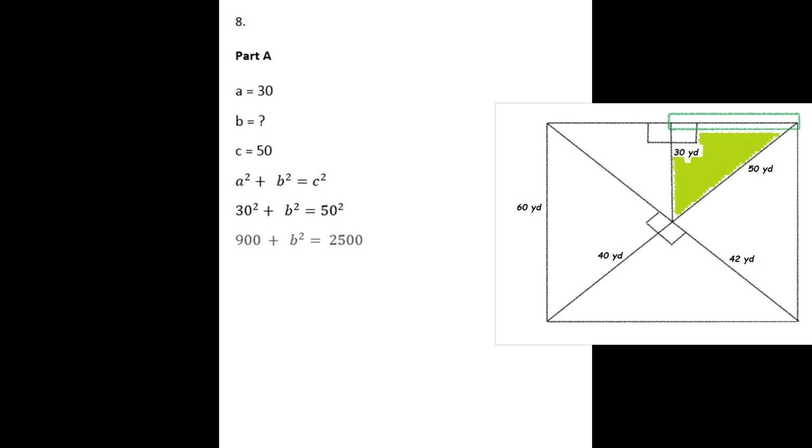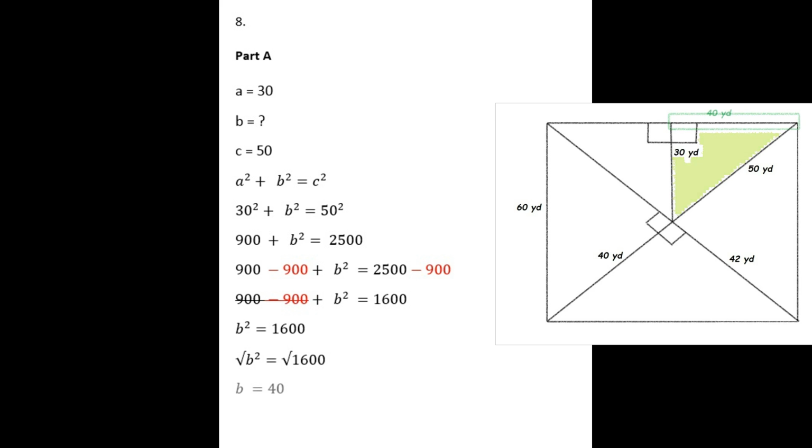So we have 30 is one leg, 50 is our hypotenuse. 30 squared plus b squared equals 50 squared. We have 900 plus b squared equals 2500. 900 minus 900 plus b squared equals 2500 minus 900. All right, we subtract. We end up with b squared equals 1600. Take the square root, and we end up with b being equal to 40. That's 40 yards.